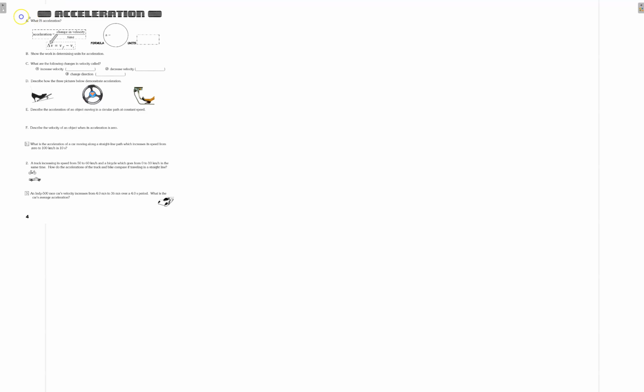Thus far, we've looked at what is acceleration. Acceleration is the rate at which you change velocity. That's your formula. The units are meters per second per second. We looked at how this can also be expressed as meters per second squared.